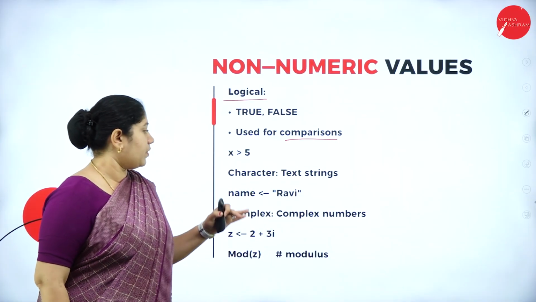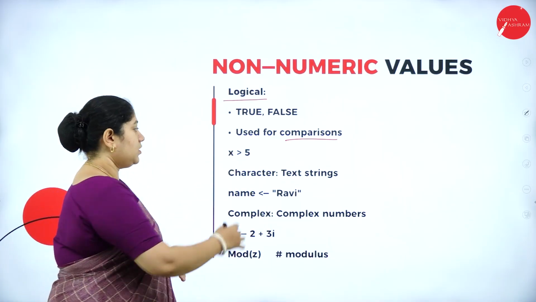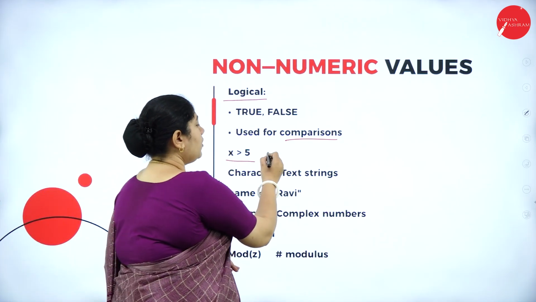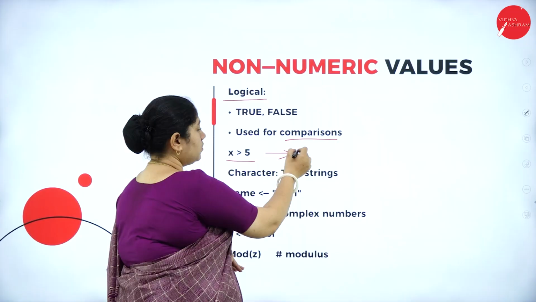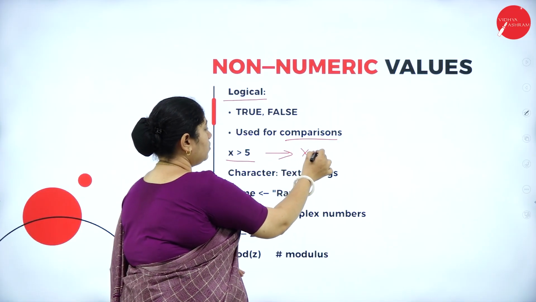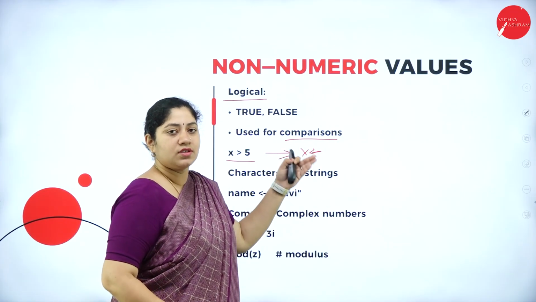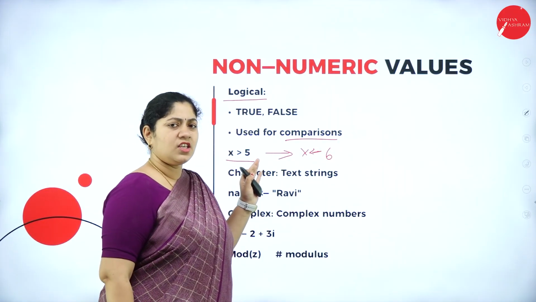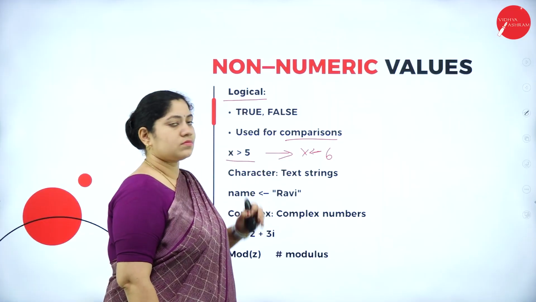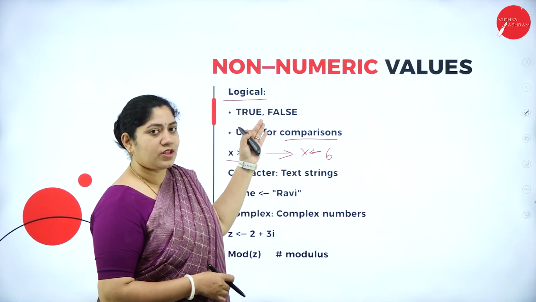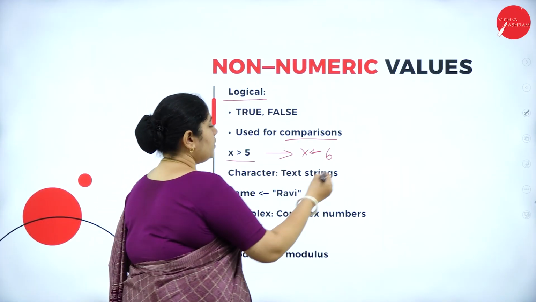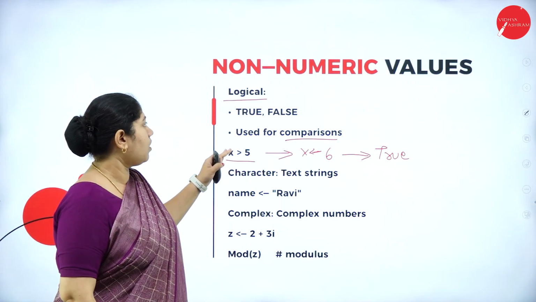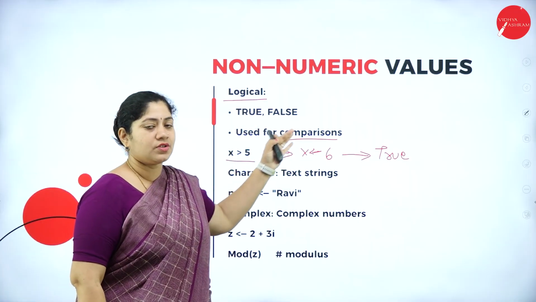So now how to represent that? Like, yes, x is greater than 5. Now let's consider the value of x to be 6. Now, is 6 greater than 5? Yes, absolutely. Then what should be the logical answer for this? It must be true, correct? So this is how the logical operations go.